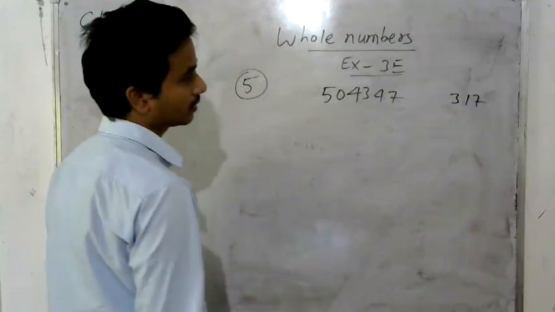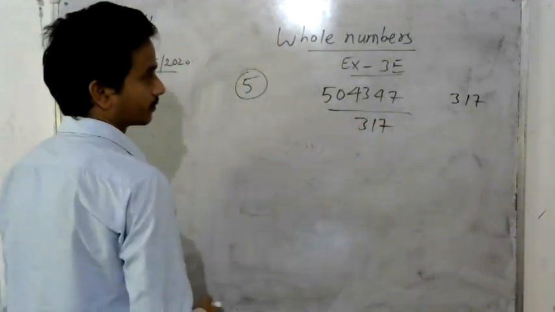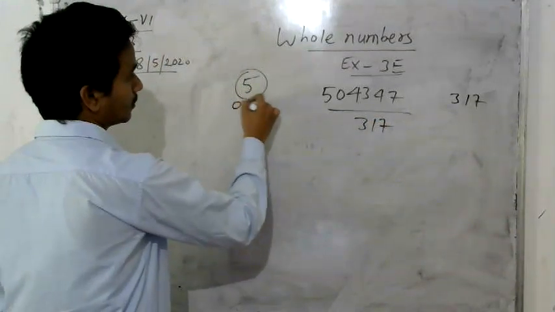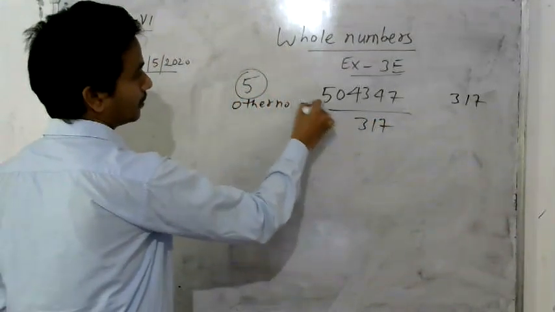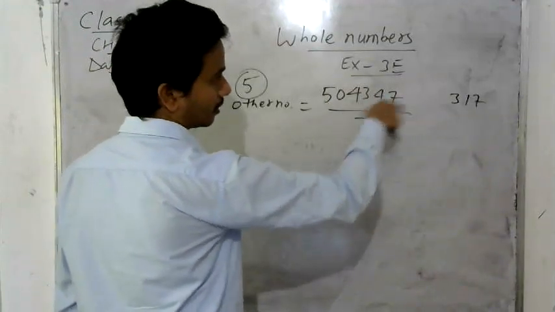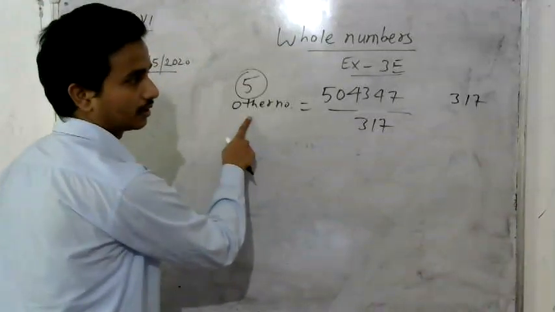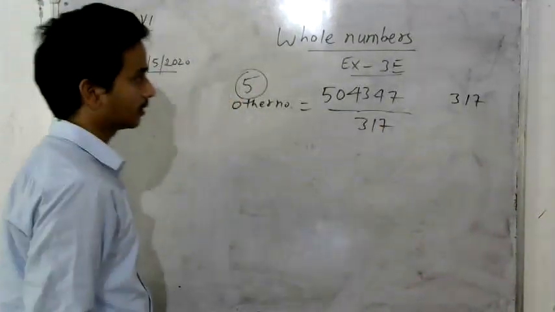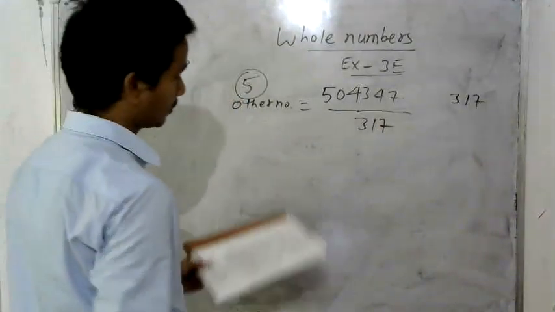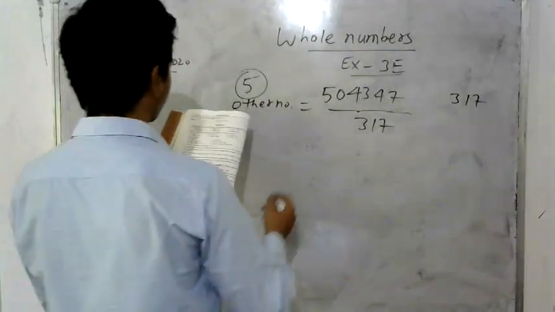How can we find the other? By dividing. The other number will be equal to the product of the two numbers divided by one of the numbers. Then you will get the other number. You just have to divide it. Okay, that is question number 5. Now in question number 6, on dividing a certain number.